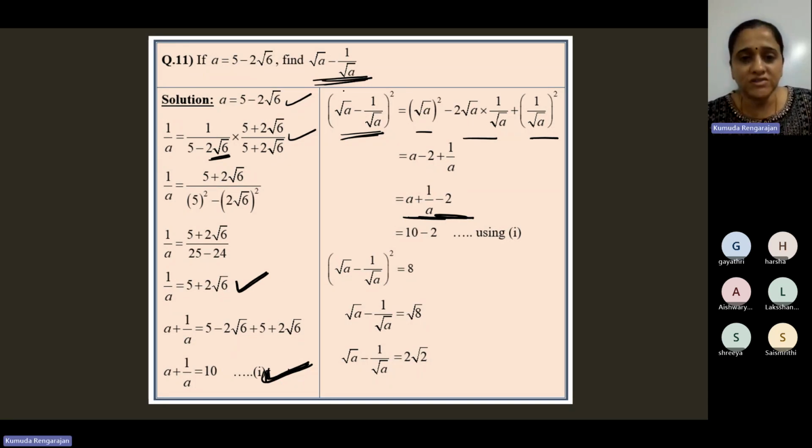So now this expression has to be squared and expanded. You get a square minus 2ab plus b square. So later you get a plus 1 by a minus 2. Use the value a plus 1 by a is 10: 10 minus 2, 8. Root a minus 1 by root a, the whole square, is 8. So root a minus 1 by root a will be the square root of 8, which is 2 root 2.